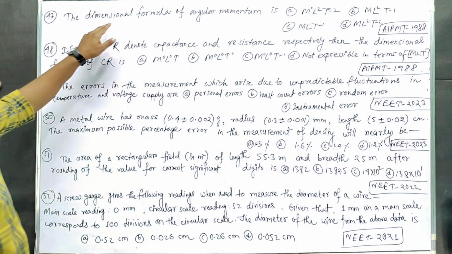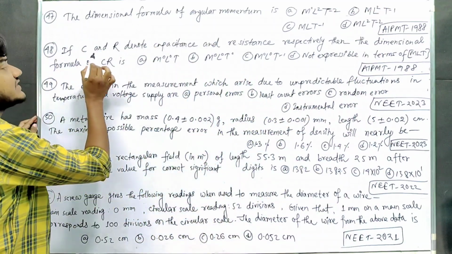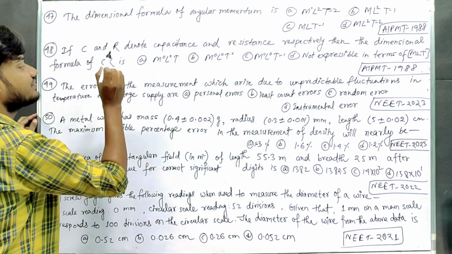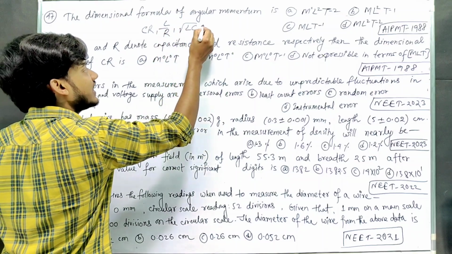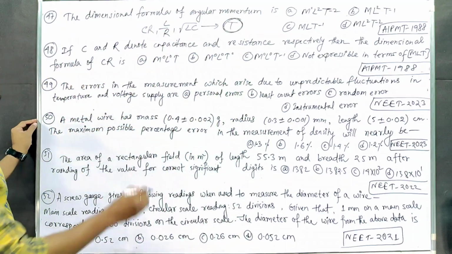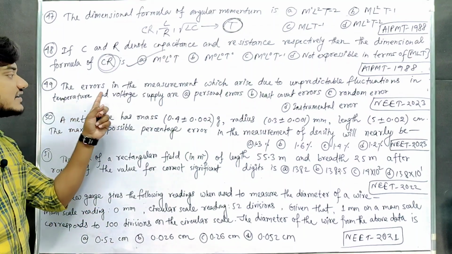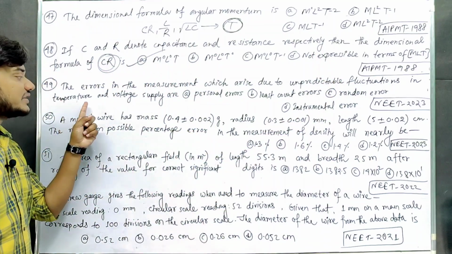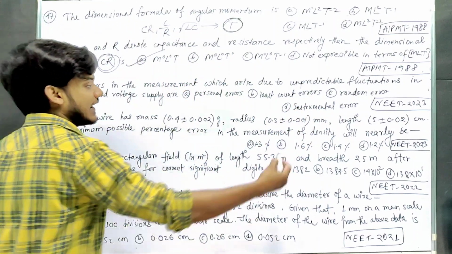47. The dimensional formula of angular momentum is ML²T⁻¹. Okay, next, if C and R denote capacitance and resistance respectively, then the dimensional formula of CR is, we know CR, L/R and √(LC) have the dimension of time. So CR has the dimension of time. Option A is the correct answer. Next, the errors in measurement which arise due to unpredictable fluctuation in temperature and voltage supply are: personal error, least count error, random error, instrumental error. Random error.